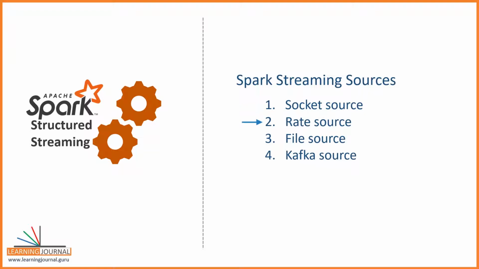The rate source is designed for testing and benchmarking your Spark cluster. It is a dummy data source which generates a configurable number of key value pairs per second. I am not going to cover this data source in this course. However, if you want to use it, you can refer to the documentation. Using the rate source is straightforward compared to other data sources. The file data source and the Kafka sources are the most commonly used streaming data sources in real-life Spark streaming projects. I'll leave the Kafka source for the later section and cover the file data source in this video.